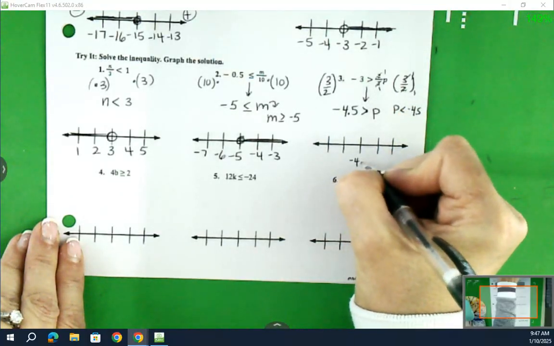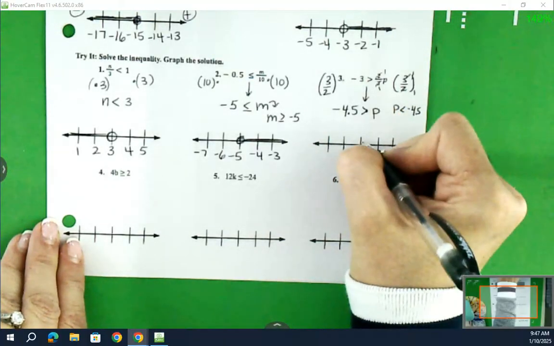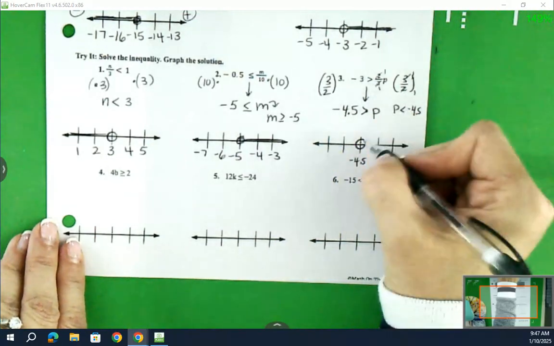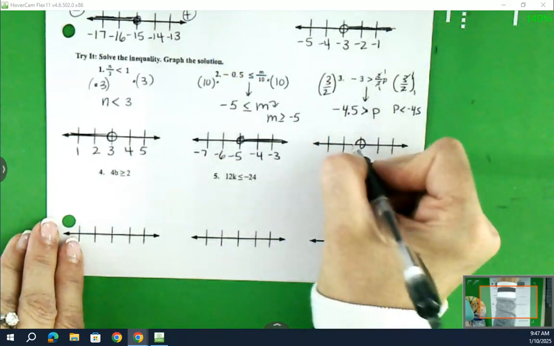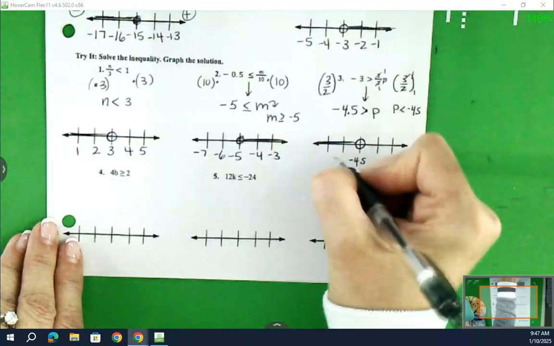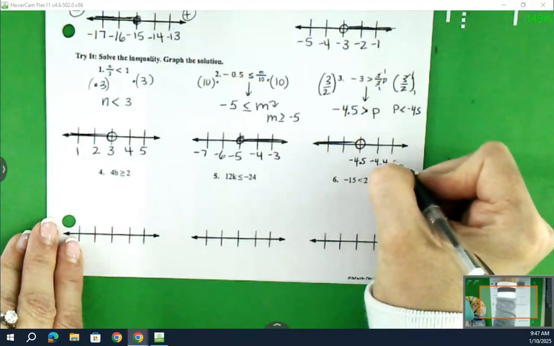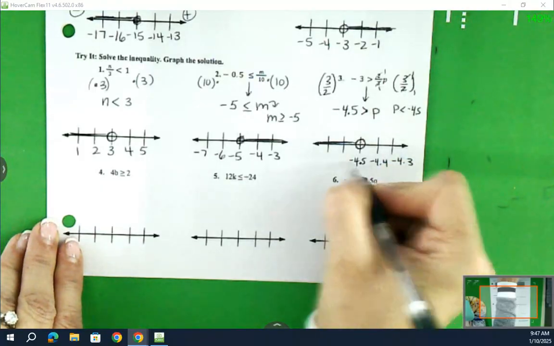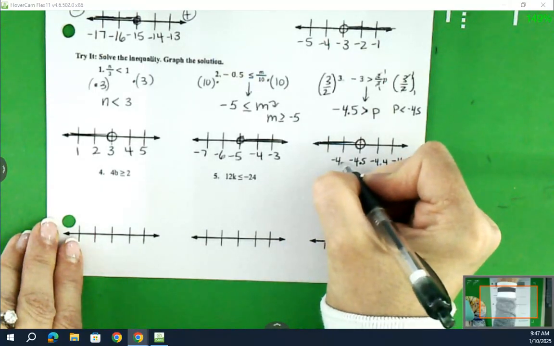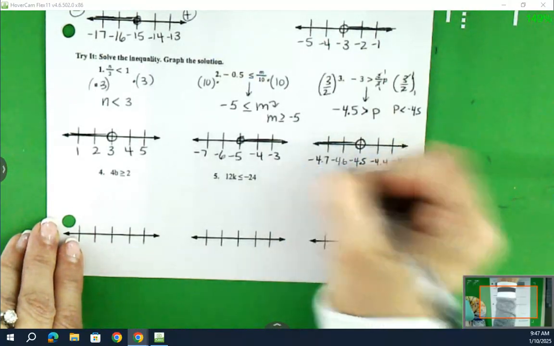So we're going to have negative 4.5 in the center. We're going to have an open circle because there's no equal sign to it. And p is less. Less means shading to the left. Okay, we're going to add a 0.1 going to the right. So this is negative 4.4, negative 4.3. We're going to add a 0.1 going to the left, negative 4.6, negative 4.7.